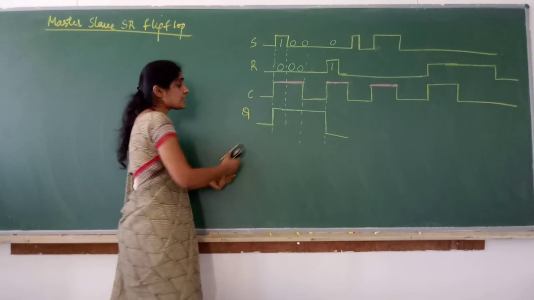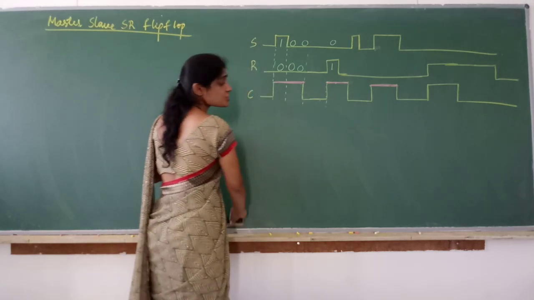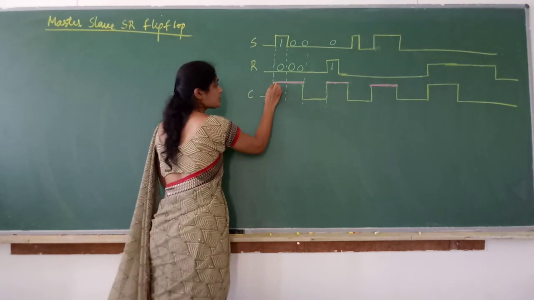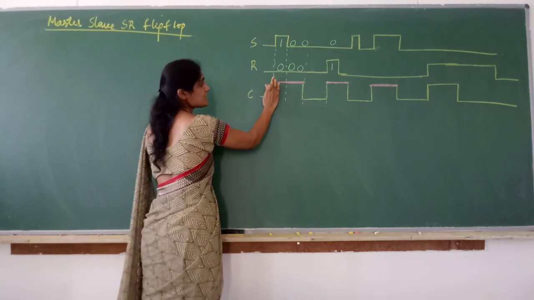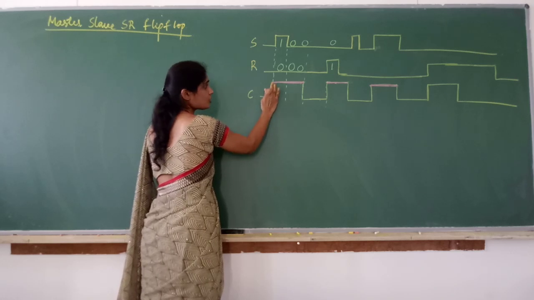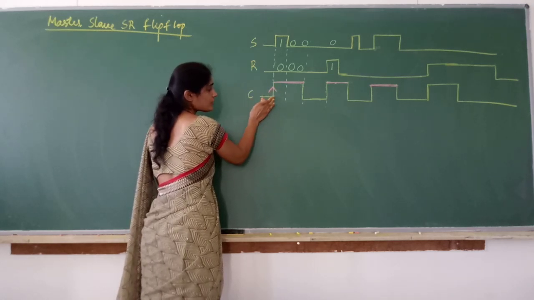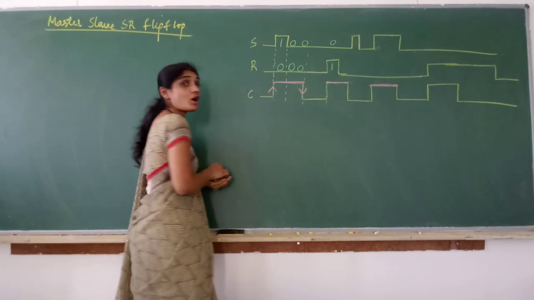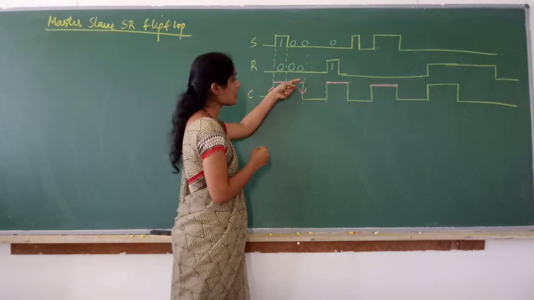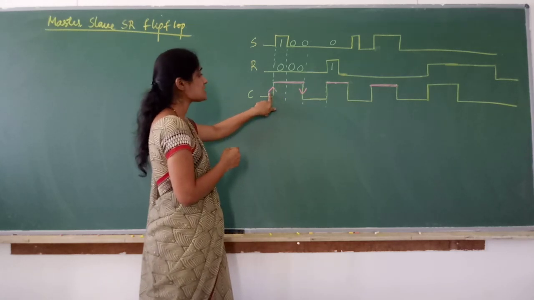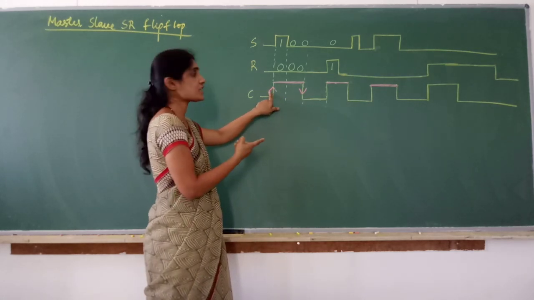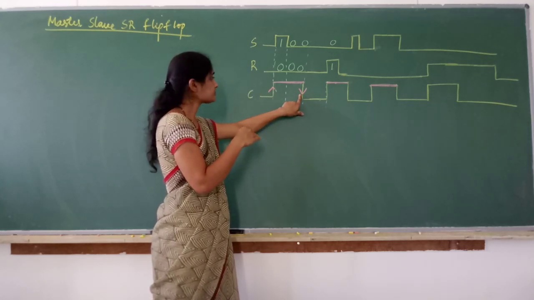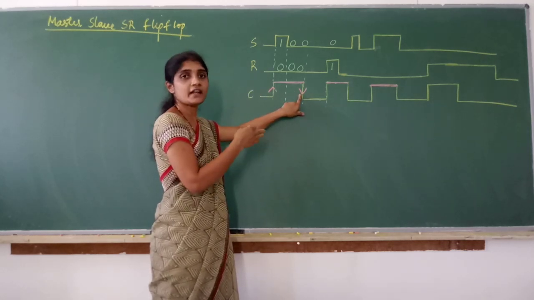But we have one more, that is edge triggered flip-flops. Edge triggered means for a clock we will have two edges. One is the positive edge or rising edge, where the clock is moving from 0 to 1. So this is called the rising edge. And this edge is called the falling edge, where the clock is moving from high to low. This is called the positive edge or rising edge. This is called the falling edge or negative edge.